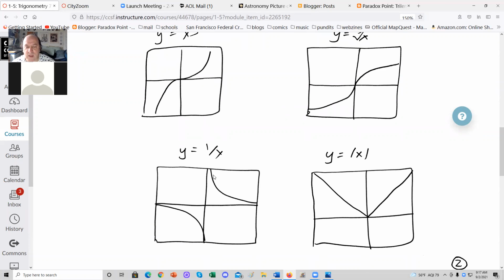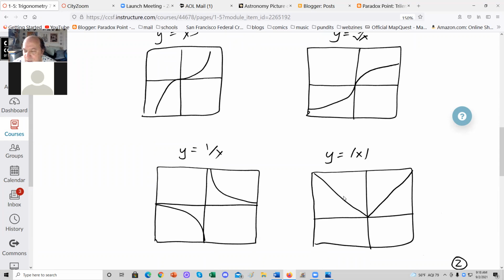1 over x is a graph that goes off to infinity around where x equals 0 and around where y equals 0. If you turn it 45 degrees, it would be the same as the shadow that a cylindrical lampshade casts on the wall when it's lit.